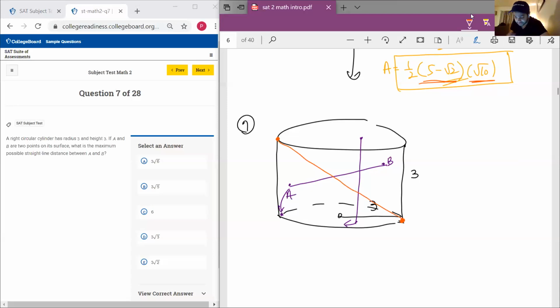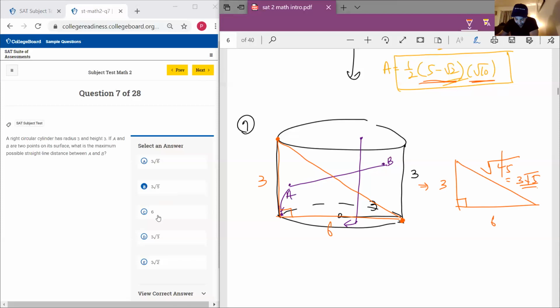So that's going to be the largest distance. And we can find its value by using the Pythagorean theorem. So the space diagonal is square root of 36 plus 9, or square root of 45, which is going to be 3 square root of 5. So the answer is B.